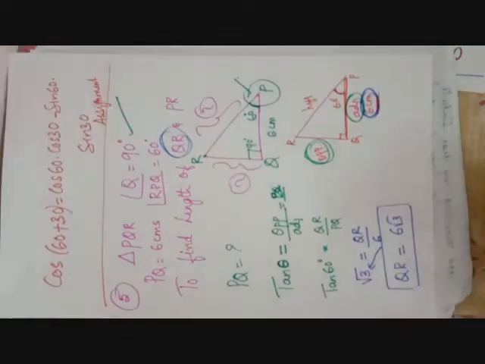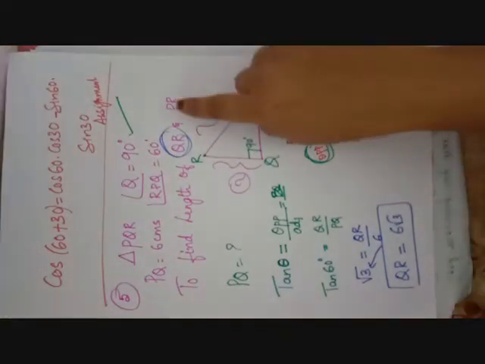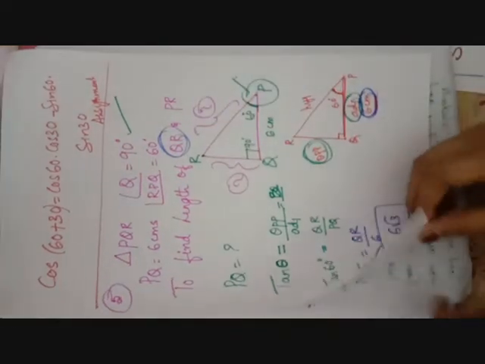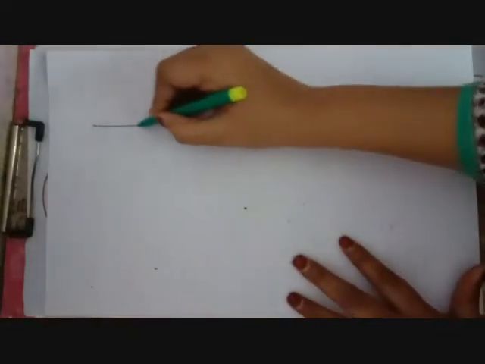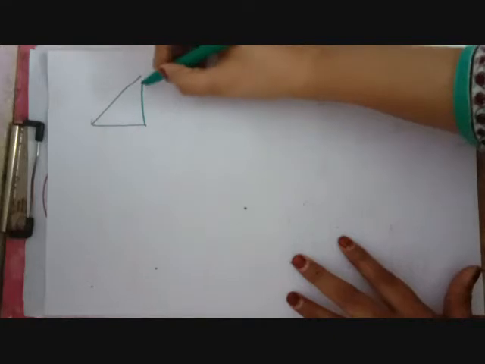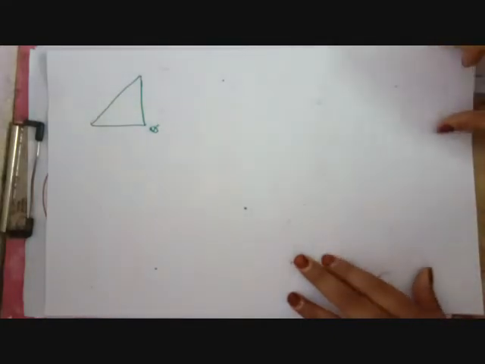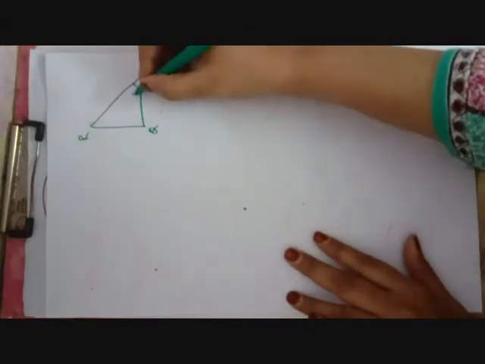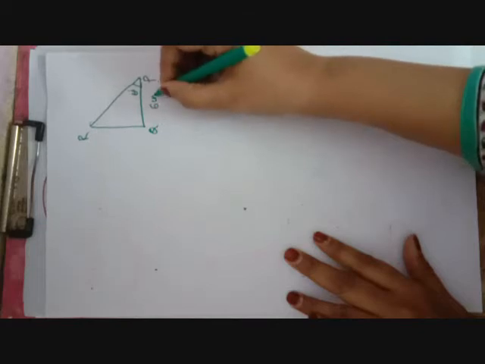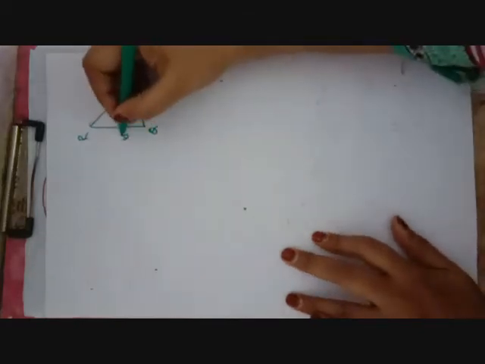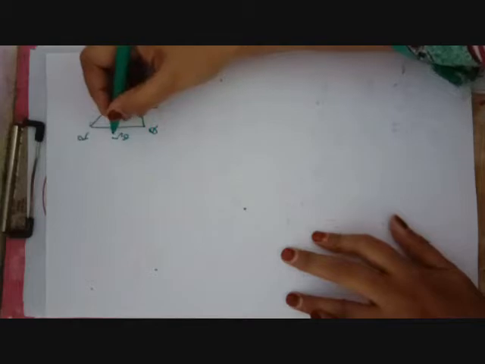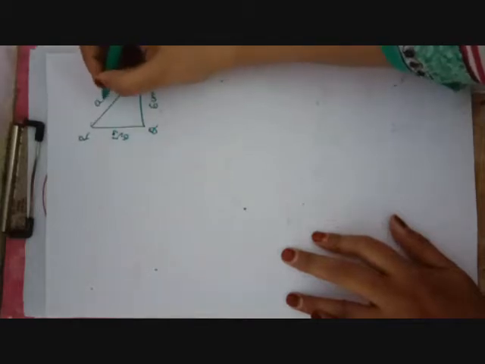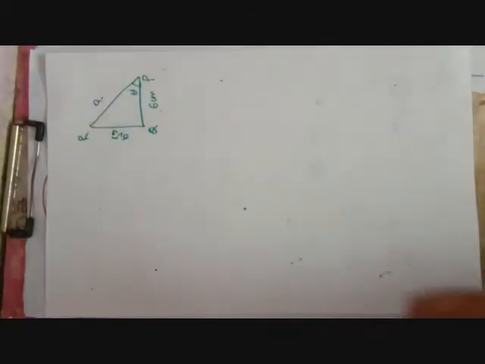We did it. Now we have to find PR. Think and recollect which formula we will be using. Again, I'll draw a triangle. P, Q, R. This is 60 degrees. This is 6 centimeter. We just got this value as 6 root 3. Now we have to find this value, that is PR.